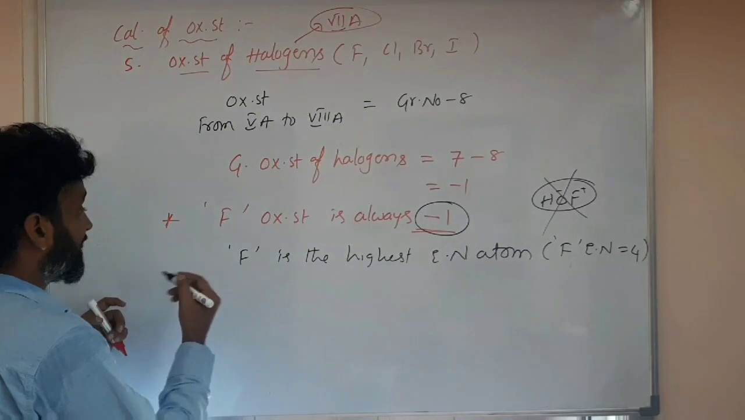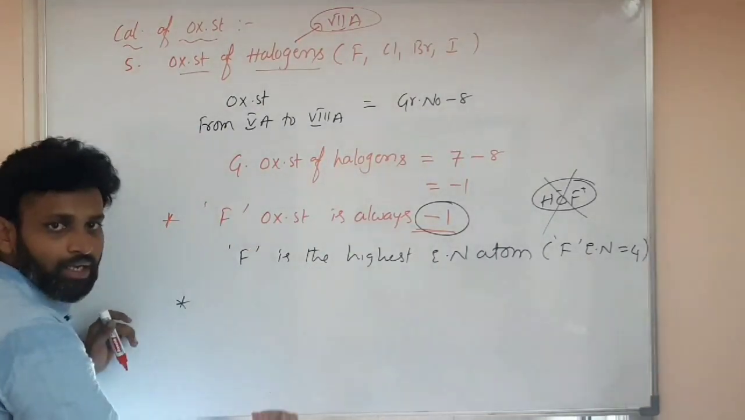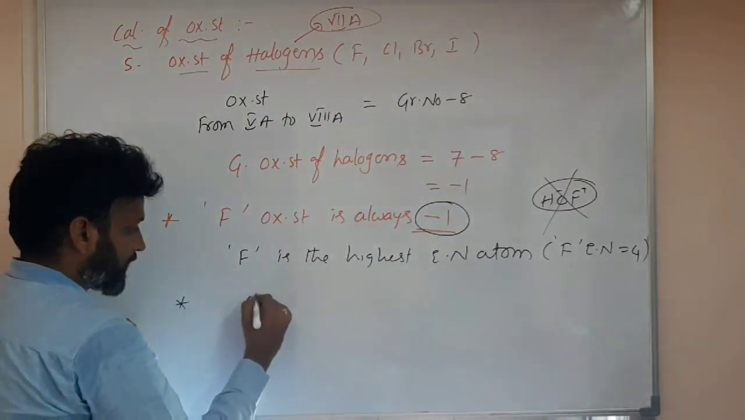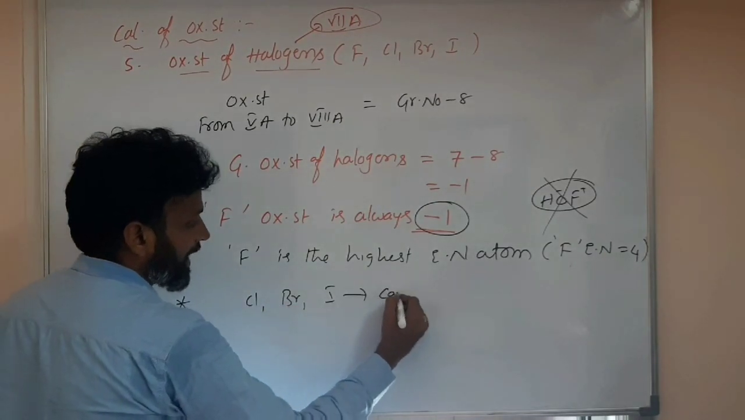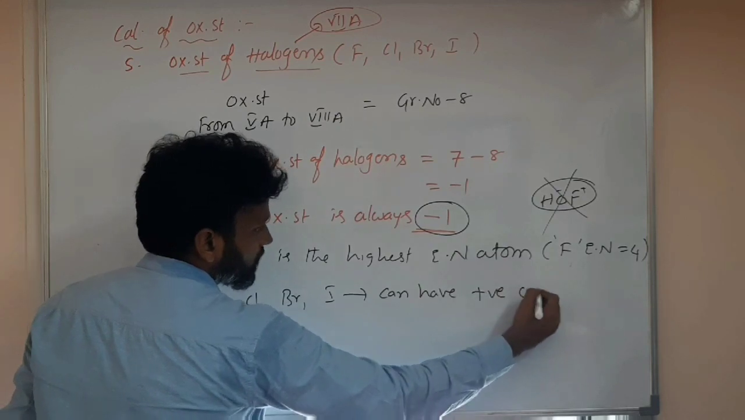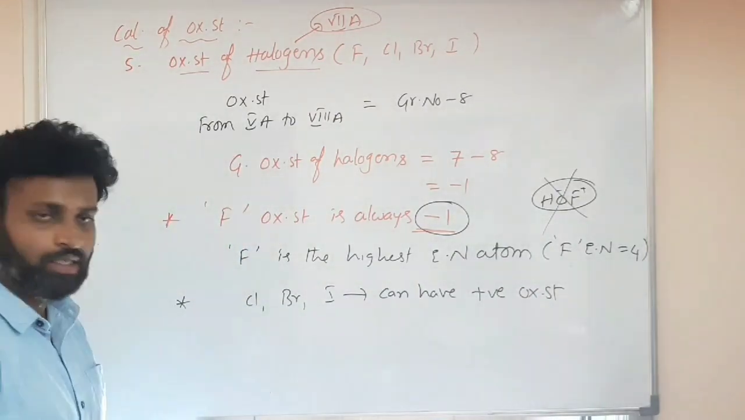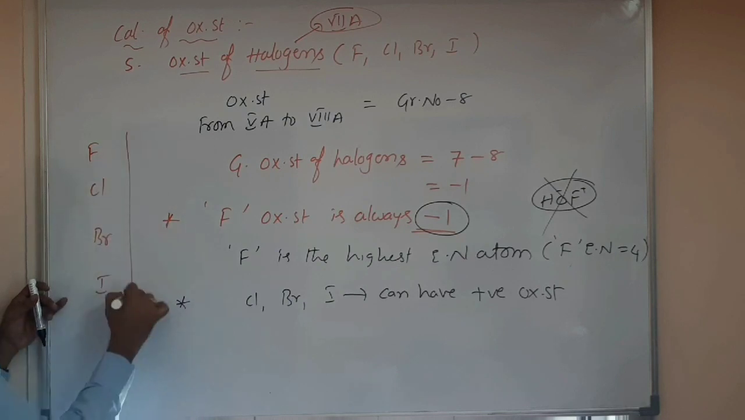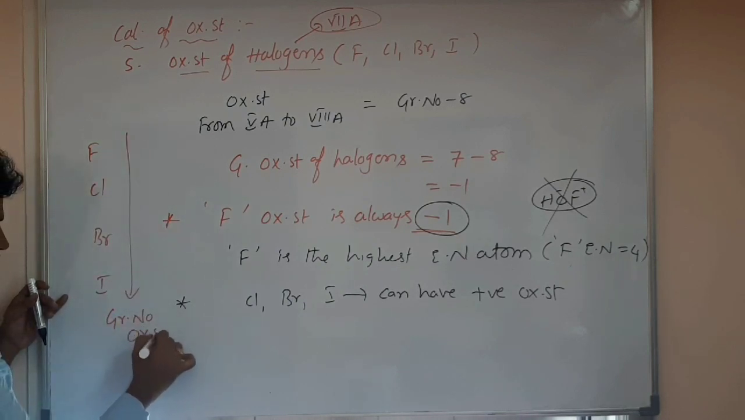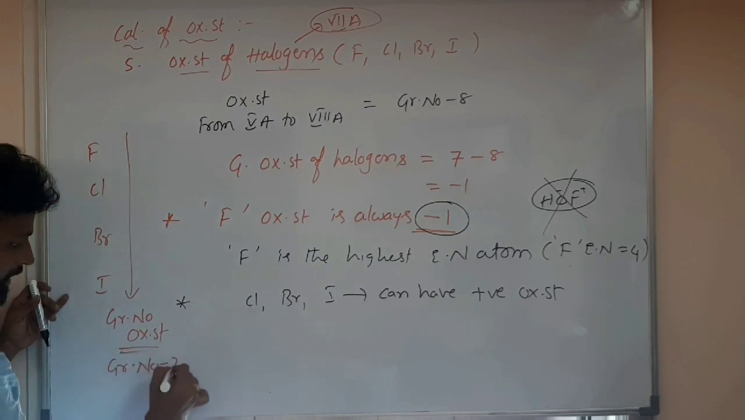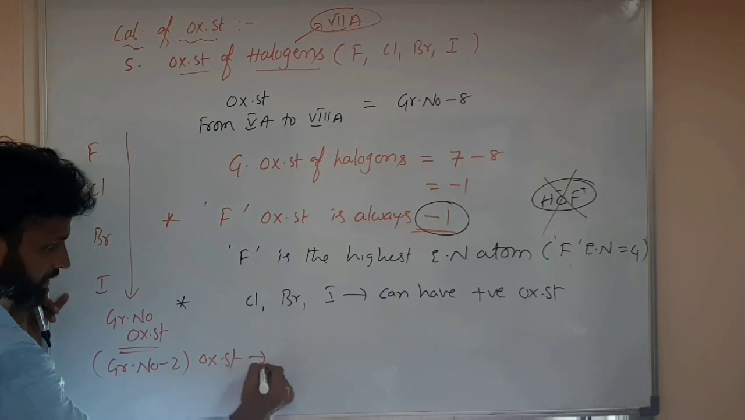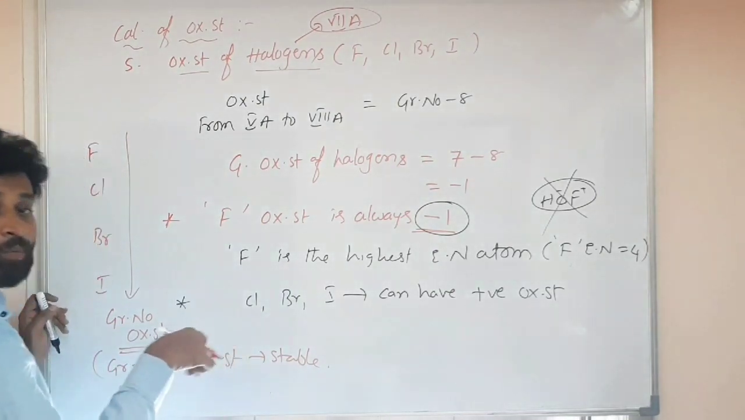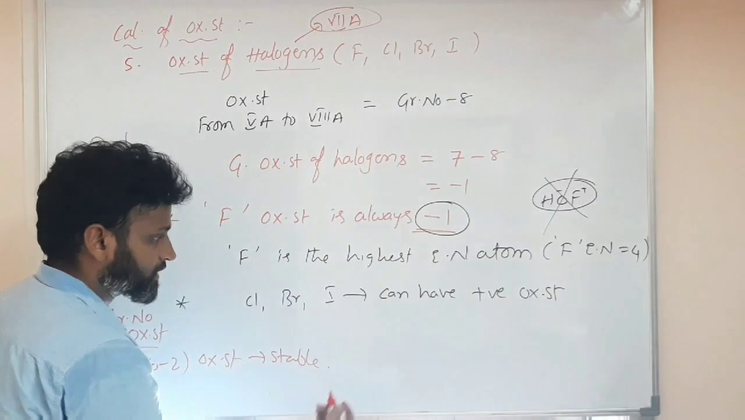And for the remaining, as you go down, the oxidation state can be the group number, I said. So the remaining, like chlorine, bromine, iodine, can have positive oxidation states. You know this, correct? As going down, like fluorine, chlorine, bromine, iodine, the group number oxidation state is also possible, and the group number -2 oxidation state is also possible, and this is more stable as going down due to the inert pair effect. So all these points are very, very important.